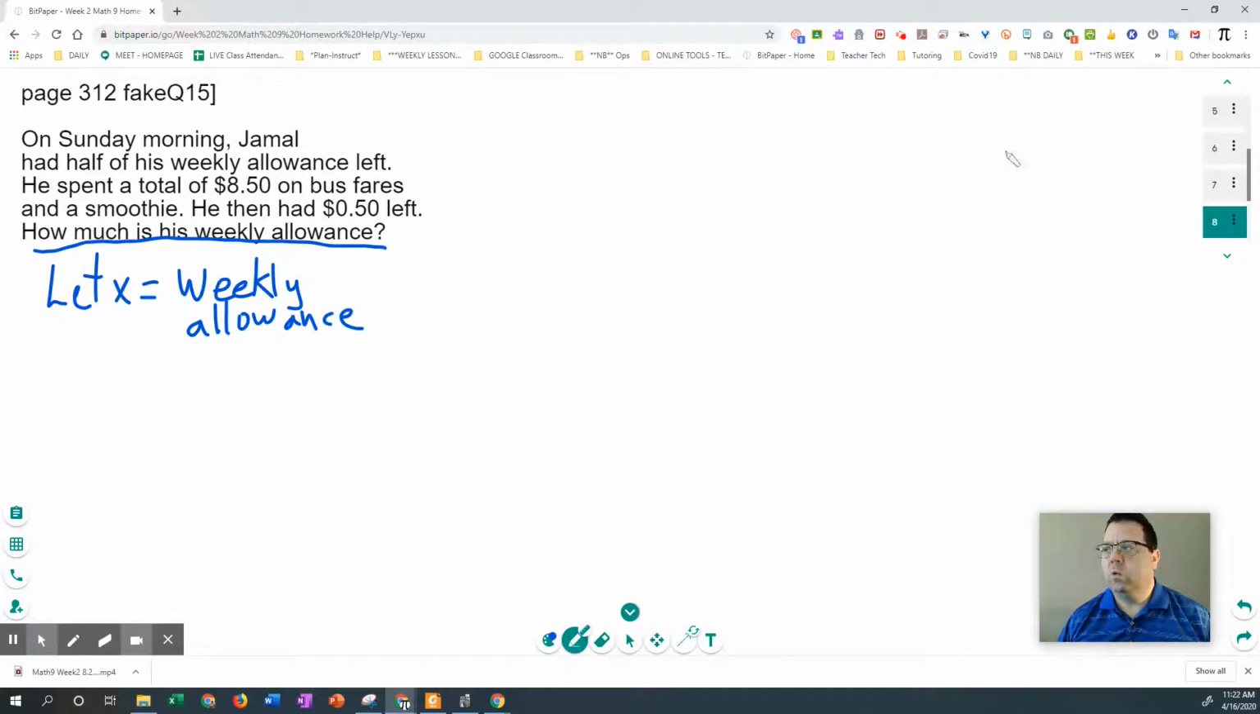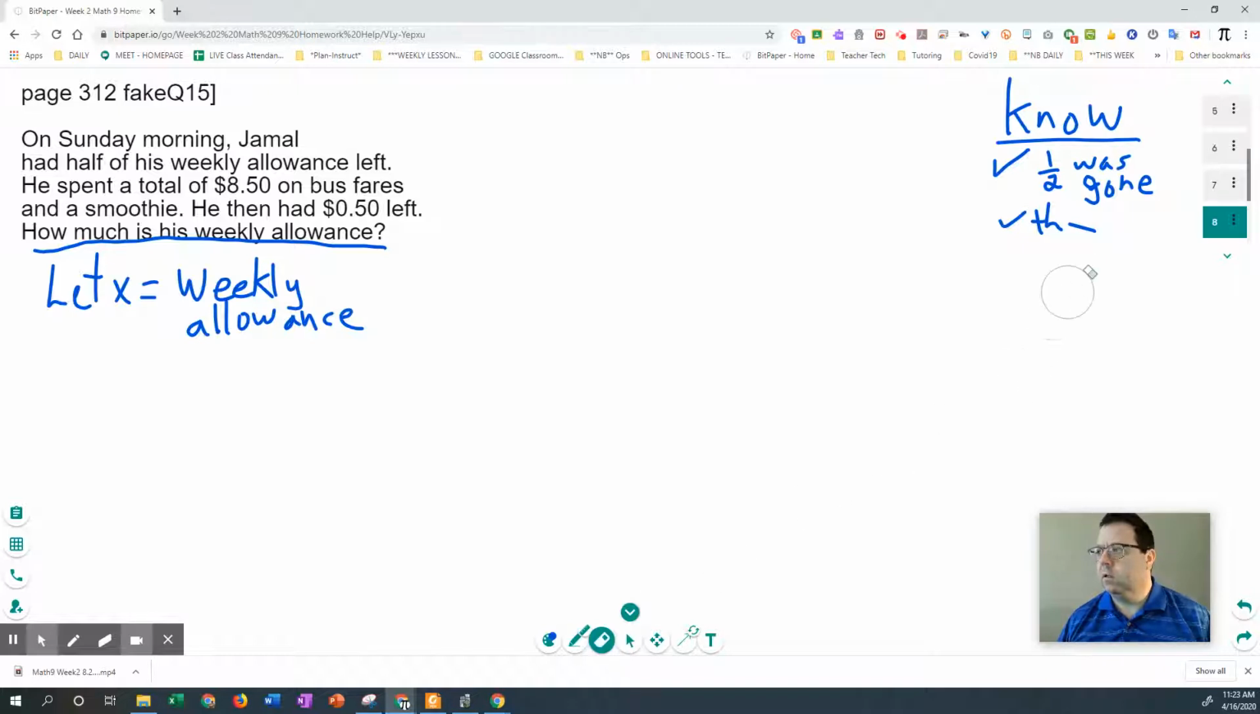Now, what do we know? I'm going to try and spell know properly here. What do we know? I'm taking the space on the side of the page here. I know that after he had half his allowance left, half was gone already. Then, my pen's a little wonky today.